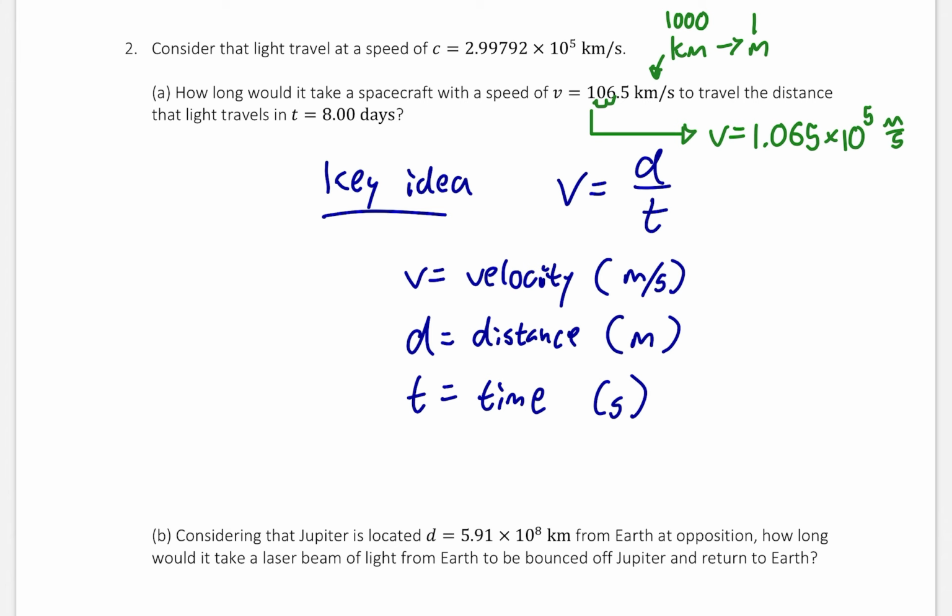All right. If it was times 10 to the 6, it'd be a million, but it's not a million. It's just 100,000. All right. So that is our velocity.